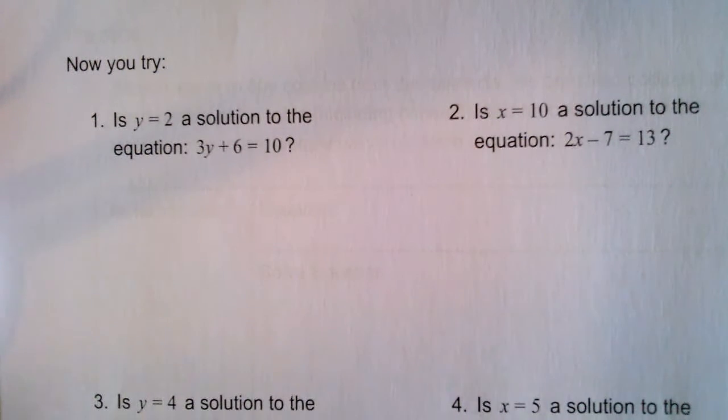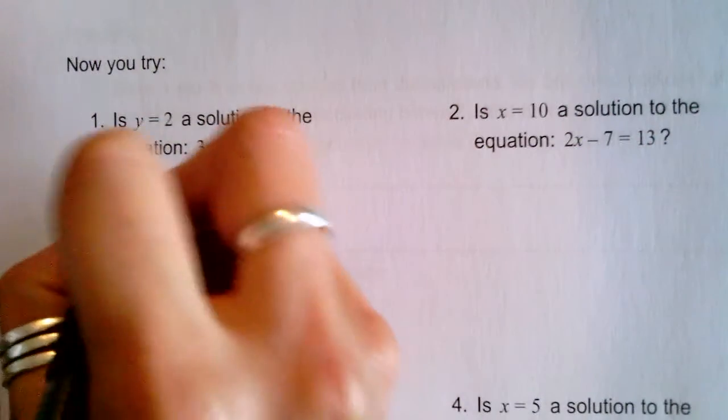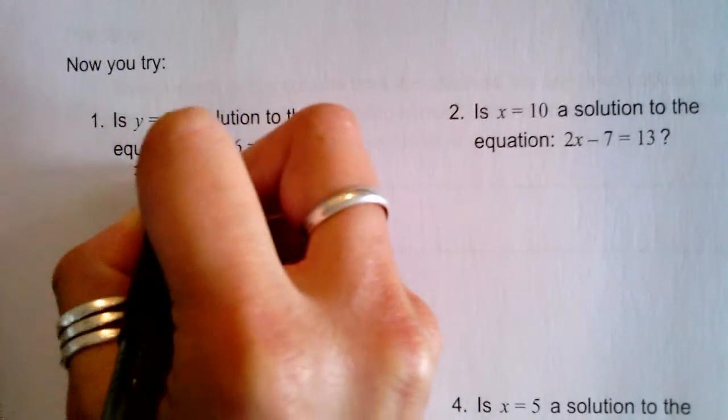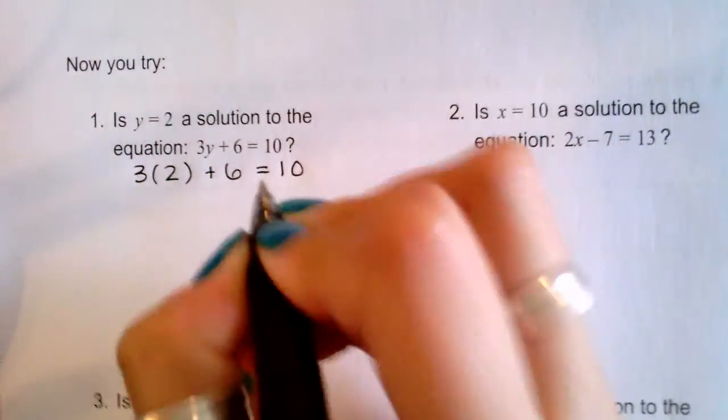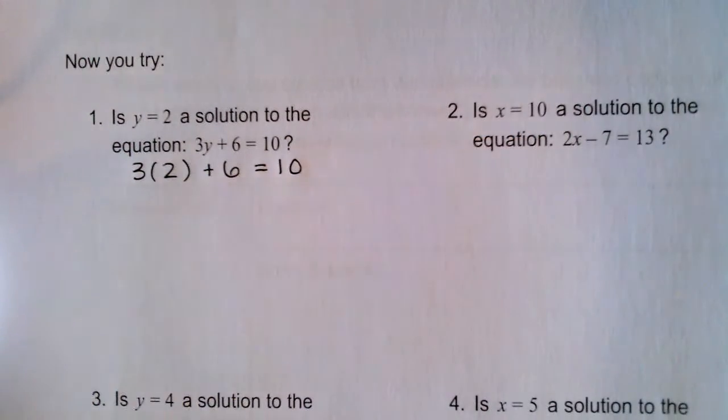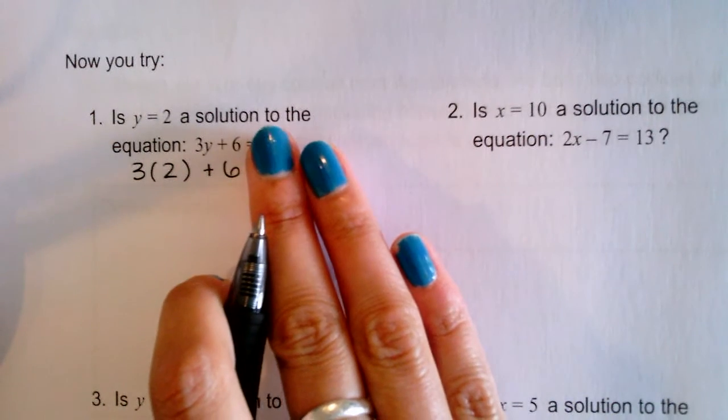So let's give this number 1 question a try. It says, is y equal 2 a solution to the equation 3y plus 6 equals 10? So step number 1 says substitute the value in for the variable in the original equation. So everywhere I see a y, I'm going to replace it with the 2 in parentheses, just like you did during 1.2 notes when you did some evaluating expressions. That was what we had no equal sign, so it looked more like this.